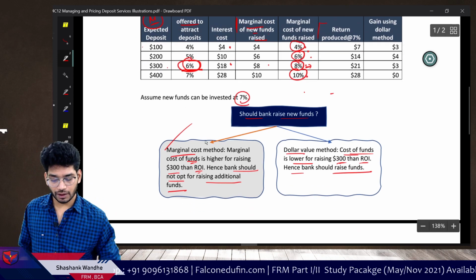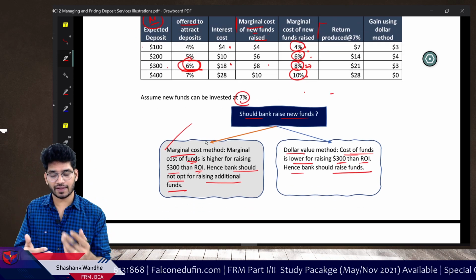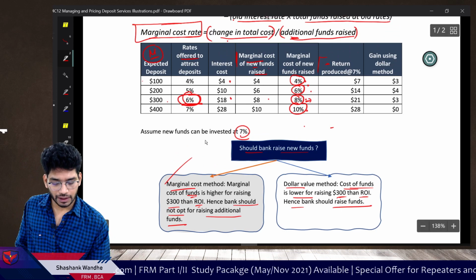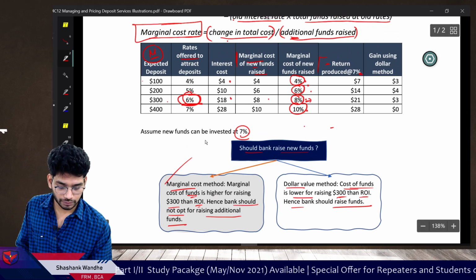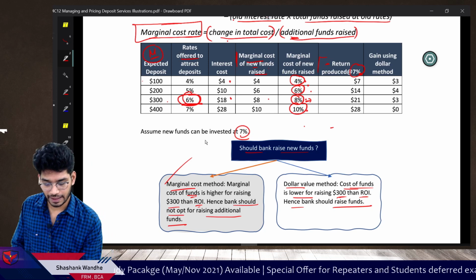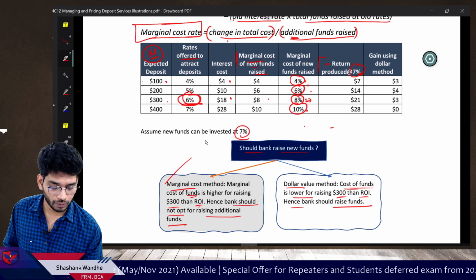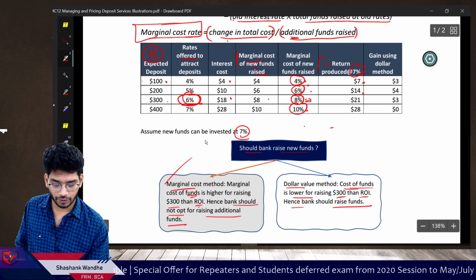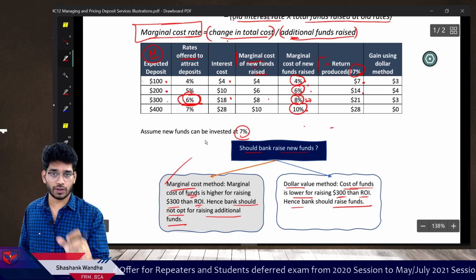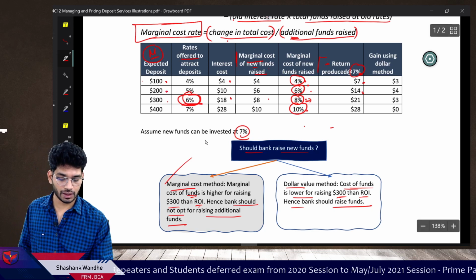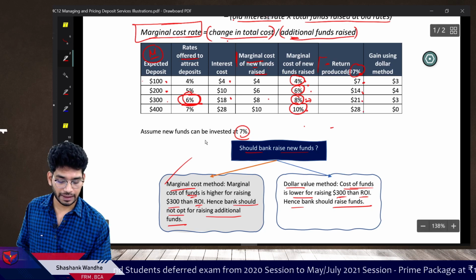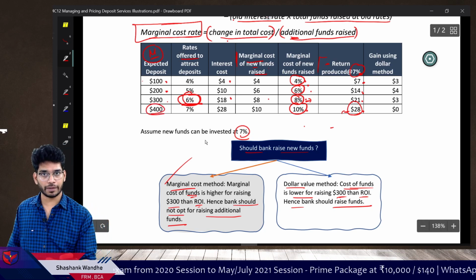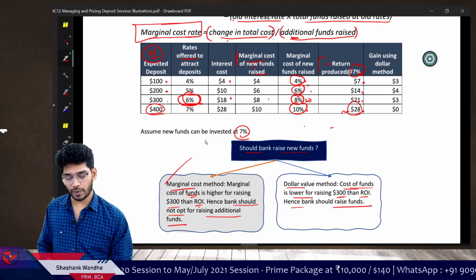Why? See here. In the exam, you have to see the question. For discussion purposes, I am telling you which one is the correct method and which one is not. Now see here, return produced at 7%. So say you have $100. If you lend at 7%, then you will earn 7. If you lend at 7% and the amount is 200 million, then you will produce returns of 14 million, then 21 million and 28 million. That is 7% on 400 million, which is 28 million.